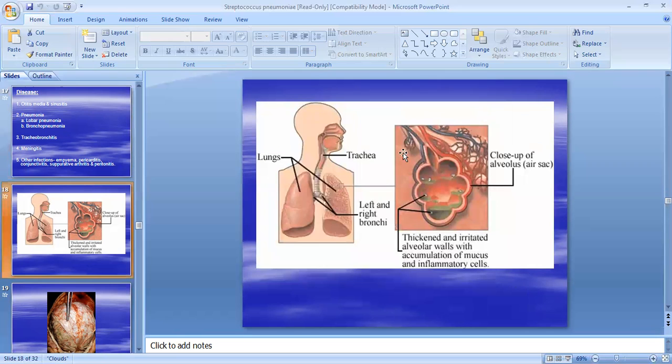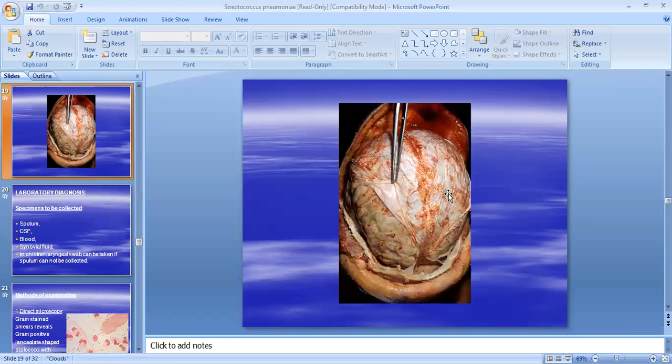In the lungs, the trachea, left and right bronchi are there, and you can see thickened and irritated alveolar walls with the accumulation of mucus and inflammatory cells, which is a close-up of the alveolus, air sacs. This is on autopsy. You can see these secretions engulfing the sinuses.